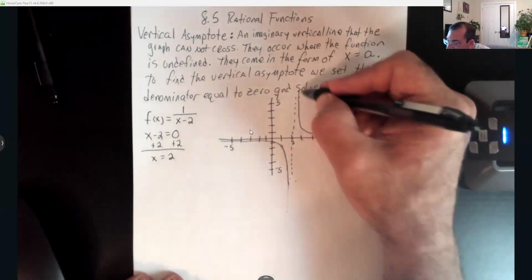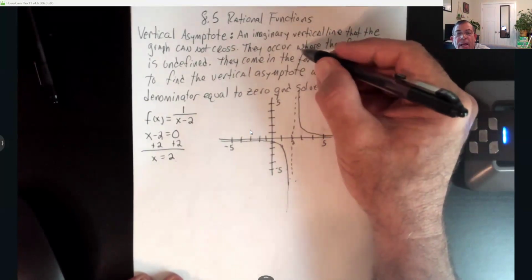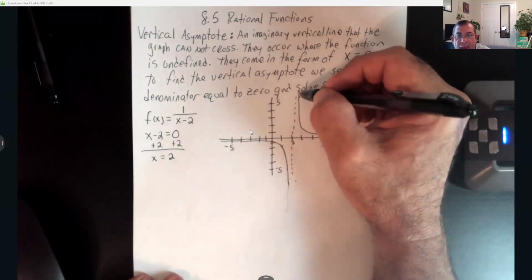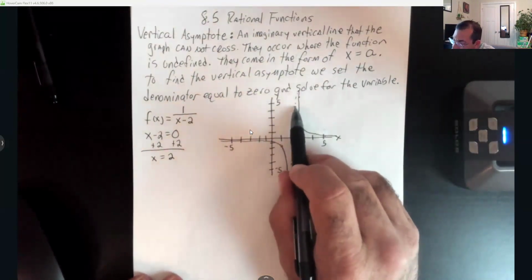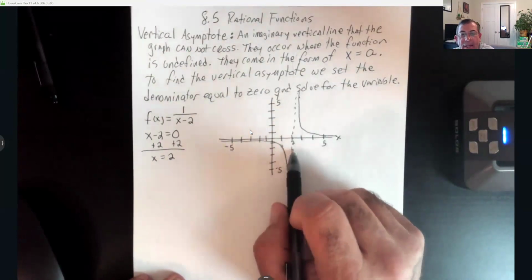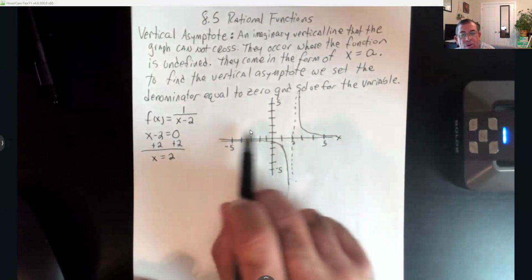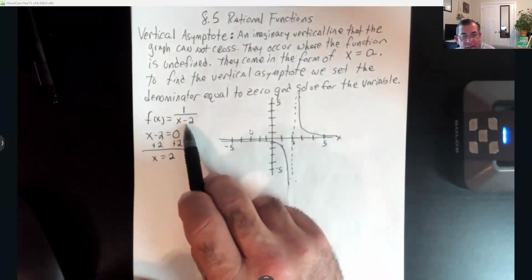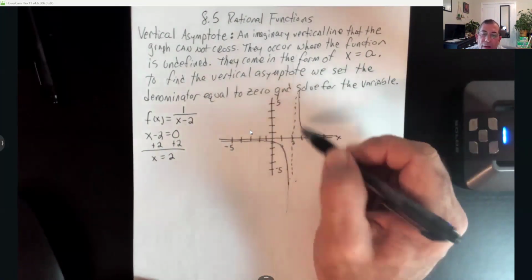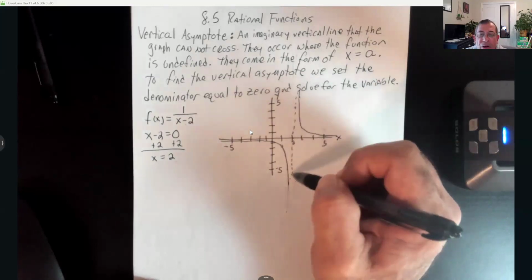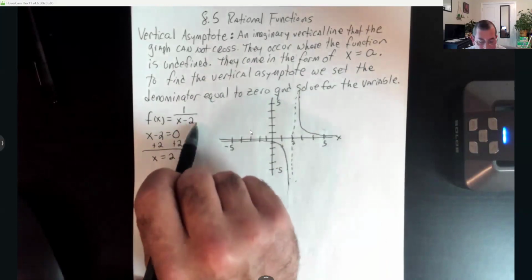Same thing for this part. It's coming in from up here at positive infinity, but it never crosses over this imaginary vertical line because every point on this vertical line has an x value of 2. Our graph cannot cross over that because it made it undefined. Okay. So that basically is our vertical asymptotes. They're just little imaginary lines that happen where my denominator is undefined.